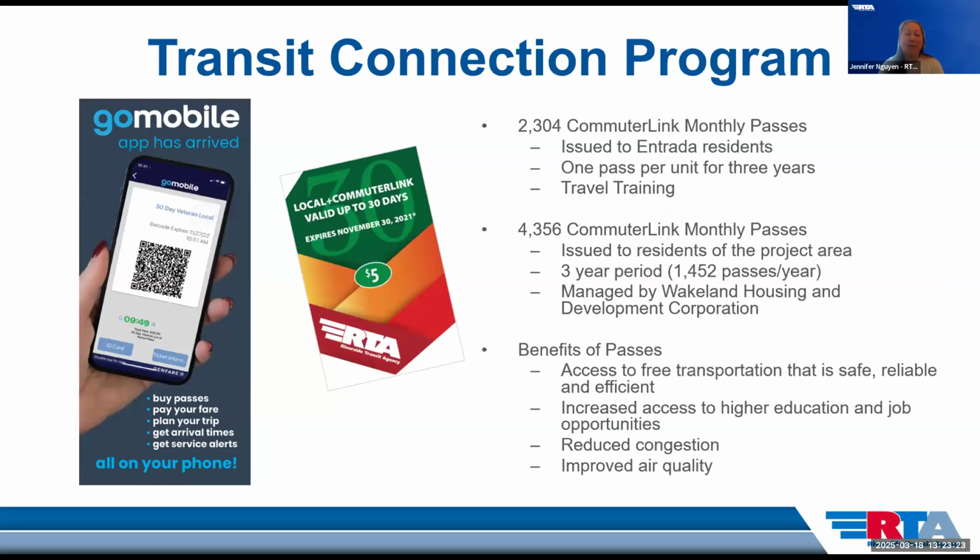Another component of those grants that I wanted to highlight was the Transit Connection Program. The really neat part is that as part of those grants, they constructed affordable housing, and the grants helped fund RTA transit passes for each unit of the affordable housing complex. So we're talking about 2,300 commuter link passes that were specific for the La Entrada residents. One unit gets a pass for 3 years. Included with that is travel training, so how do you ride the bus? Giving them the confidence they need to get on board with RTA.